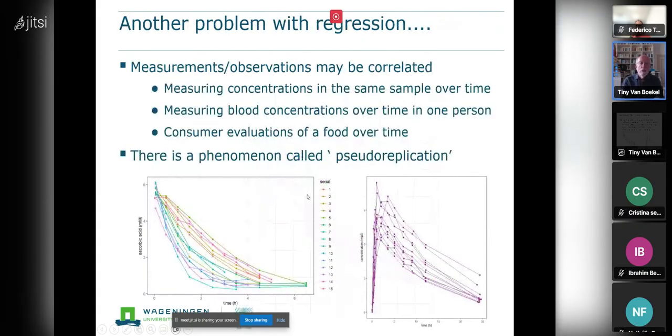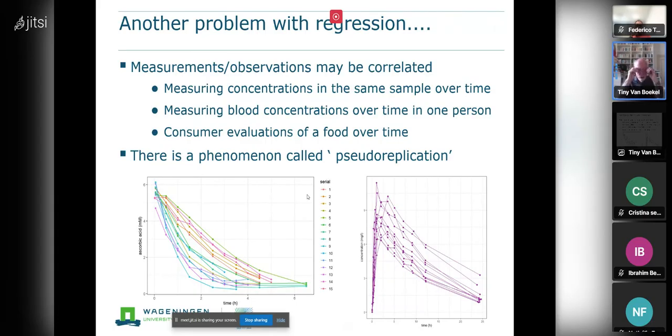So that is one reason why multi-level modeling becomes interesting. But there is another problem that people do not always realize, which is probably also very important: if you do measurements like the ones I just described, they are correlated.